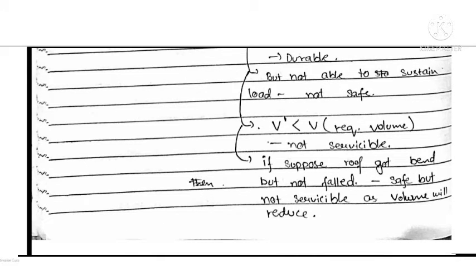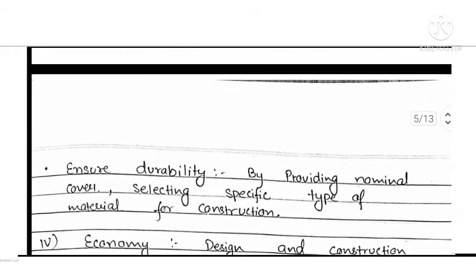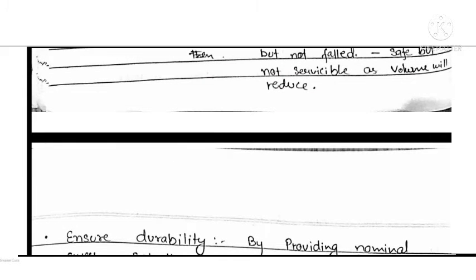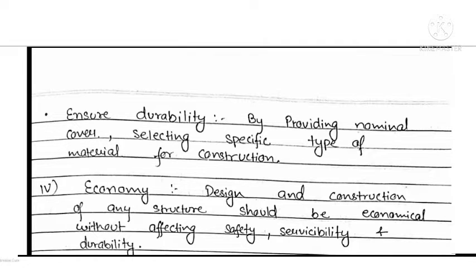If suppose the roof got bent but did not fall, it is safe. It has not fallen. It is safe but not serviceable as the volume has been reduced. Okay, so we have to consider all the parameters simultaneously, that is, safety, serviceability, and durability.